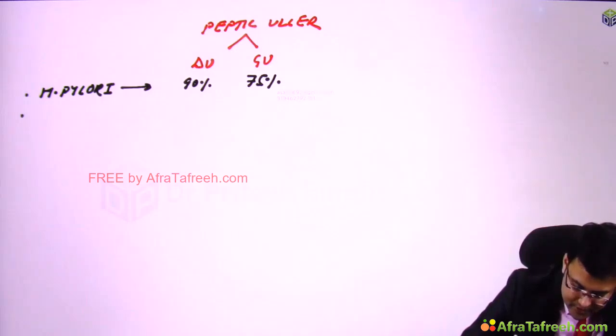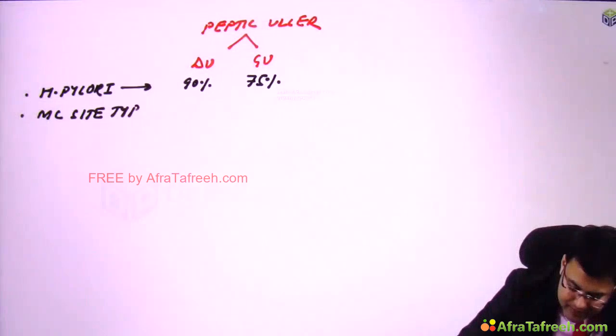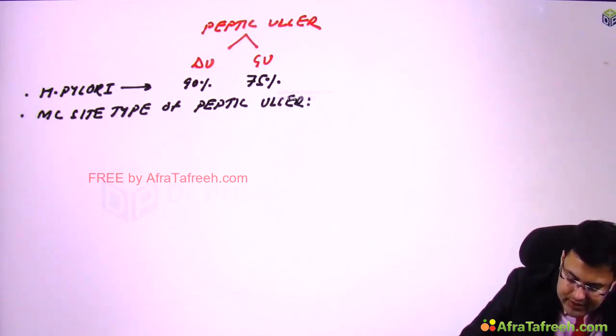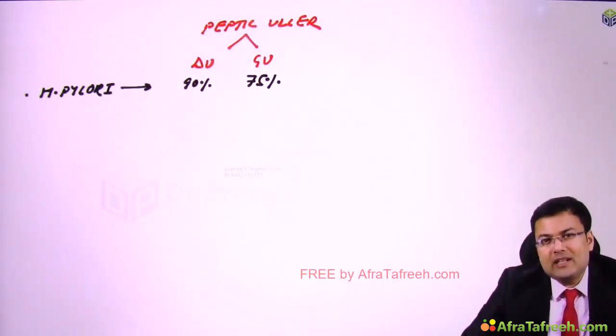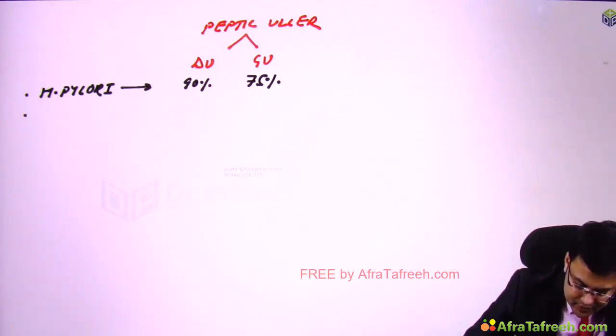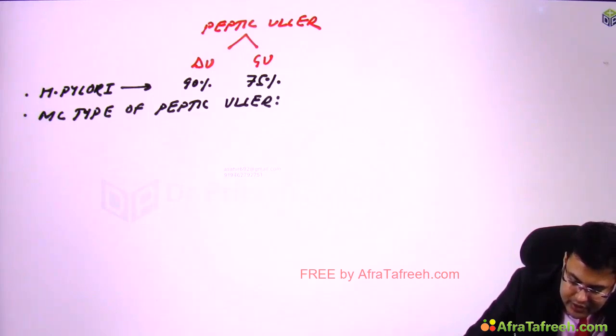Second question: what is the most common type of peptic ulcer? So the most common type of peptic ulcer is the duodenal ulcer.